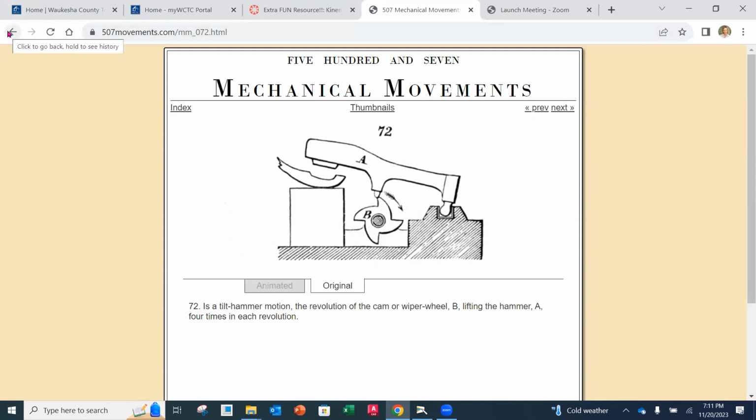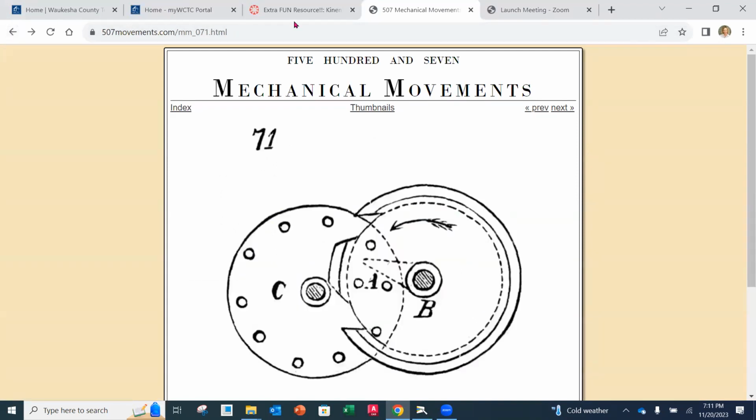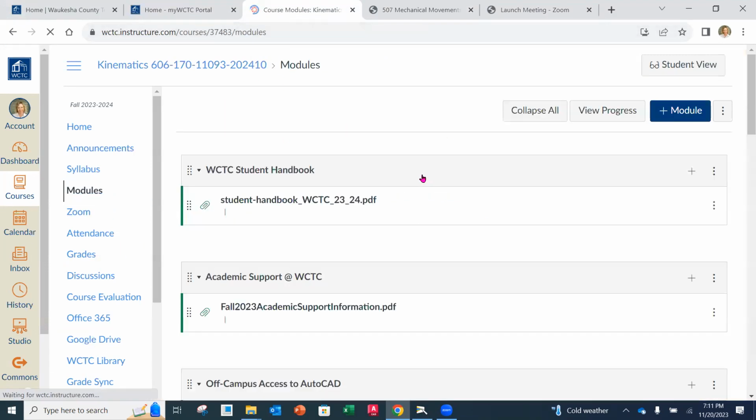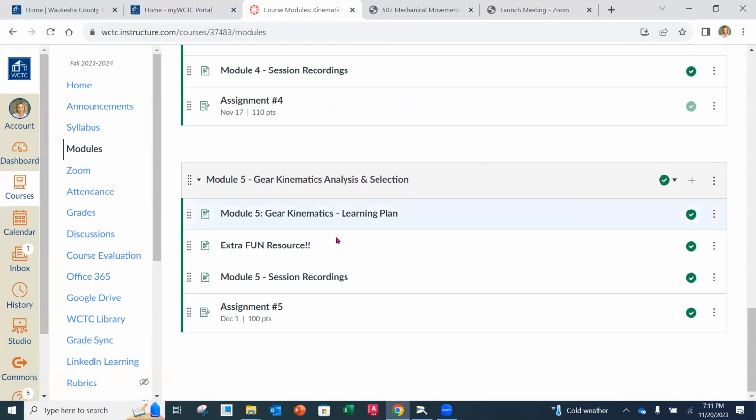One of the students in the other class had found this resource, and I thought it would be kind of fun to have it out there. So that's all it's for. It's just for reference and entertainment, and you might find something that would be useful.